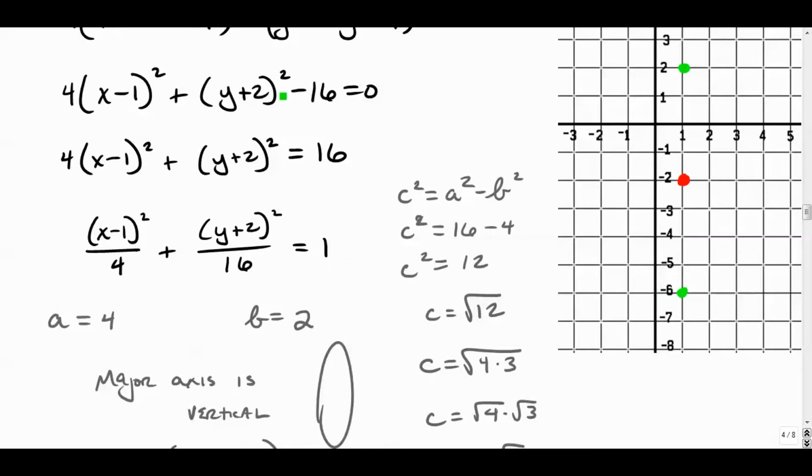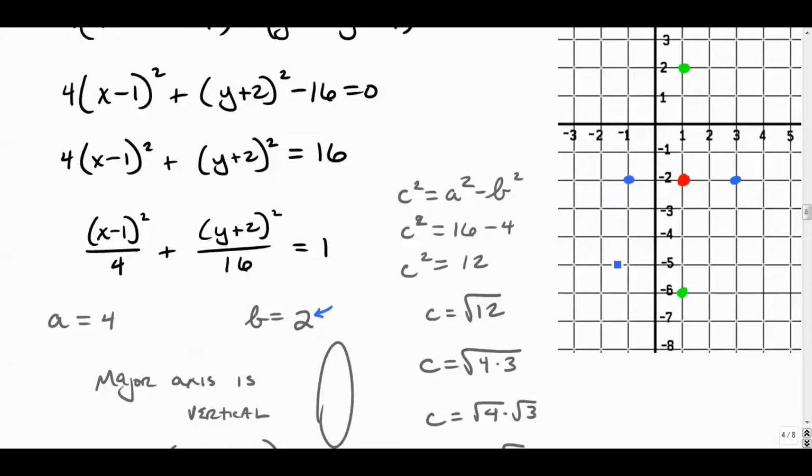And B will tell us the location of our co-vertices. B is half the length of the minor axis. So we're going to go 2 to the right and 1, 2 to the left. Those are our co-vertices.